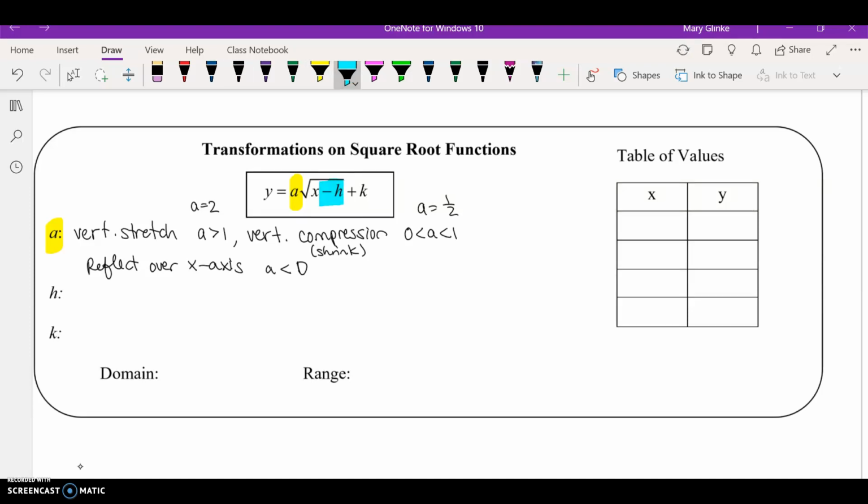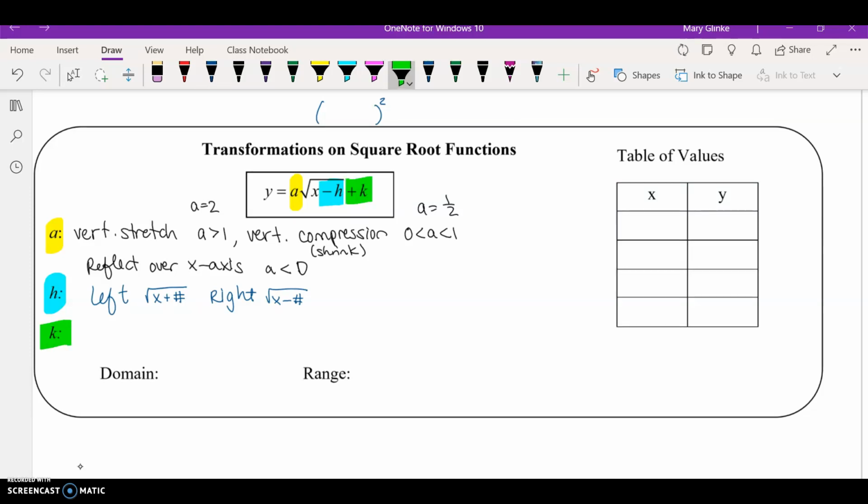The h part is going to do exactly the same thing that it did with your quadratics, meaning it's going to move the graph left and right. Now, just like with quadratics as well, it's going to do the opposite of what you think it should. So it's going to be left if it's x plus some number, and it's going to be right if it's x minus some number. But notice those have to be under the square roots in order to move left and right. It's kind of like in order to move left and right for quadratics, it had to be in parentheses being squared. So in order to move left and right, it has to be under the square root.